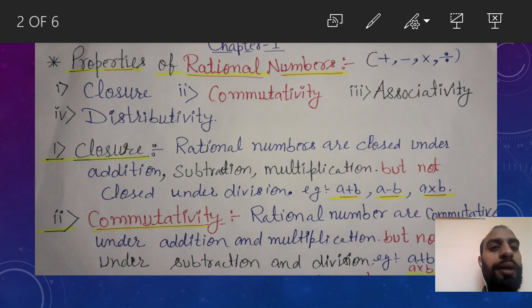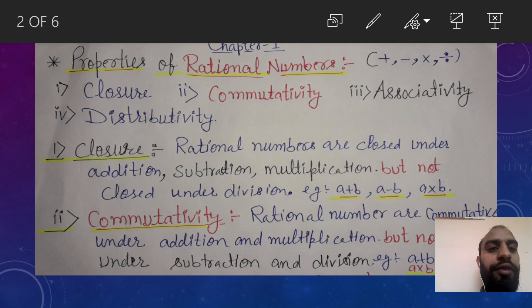All these properties we are going to discuss on the basis of four major operations. You can see I have written on the top: addition, subtraction, multiplication and division. On the basis of these four operations we are going to discuss these properties. First is closure. Closure means if you have any two rational numbers and you are applying any of these operations and your answer is once again rational, so we can say it is closure.